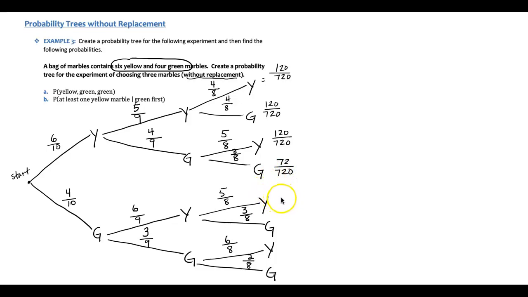The fifth branch would be 120 720ths, 72 720ths, 72 720ths, and then the final branch at the bottom would be 4/10 times 3/9 times 2/8, or 24 720ths. Let's take a look at Part A.